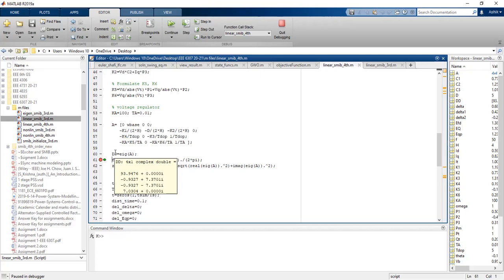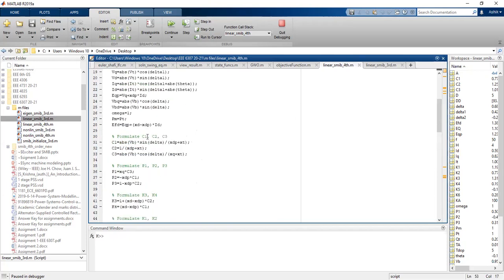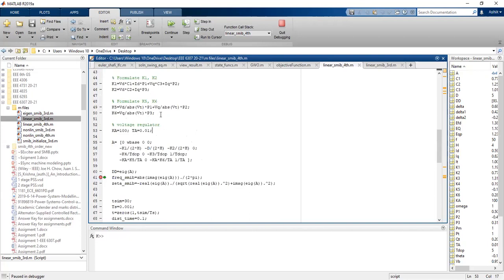Unfortunately, with this additional set of data of K and TA alone, all the other data sets are taken from the third order model. All the other values are exactly the same. Simply, we have introduced K5 and K6. We have introduced the voltage regulator block parameters, and we have updated the A matrix. And we see that the system has become unstable.